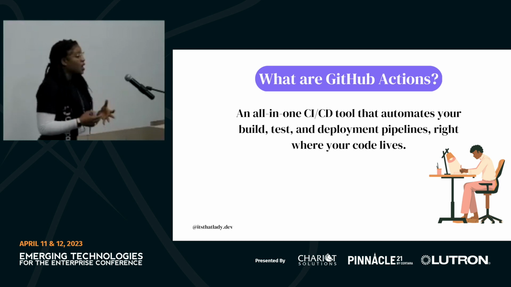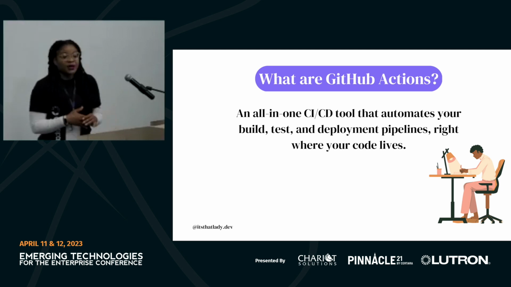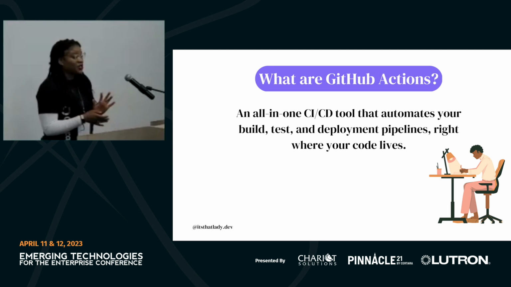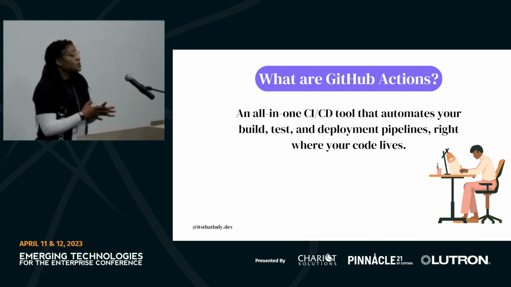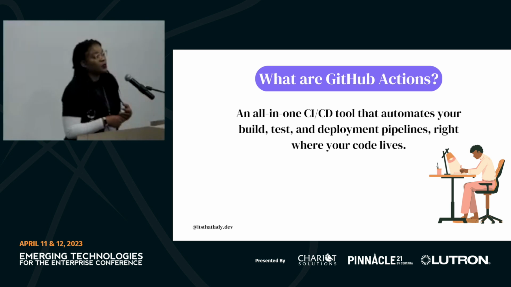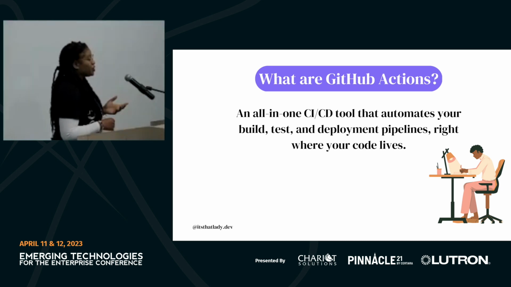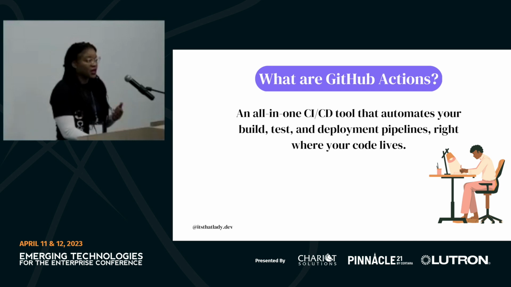Actions are also a lot more than CI/CD, where you can automate anything that can be triggered by a GitHub event or even an external event using the webhooks that we have on GitHub. So a GitHub event is something like opening a PR, opening a new issue, adding a comment to an issue. Those are all GitHub events that can trigger GitHub Actions.